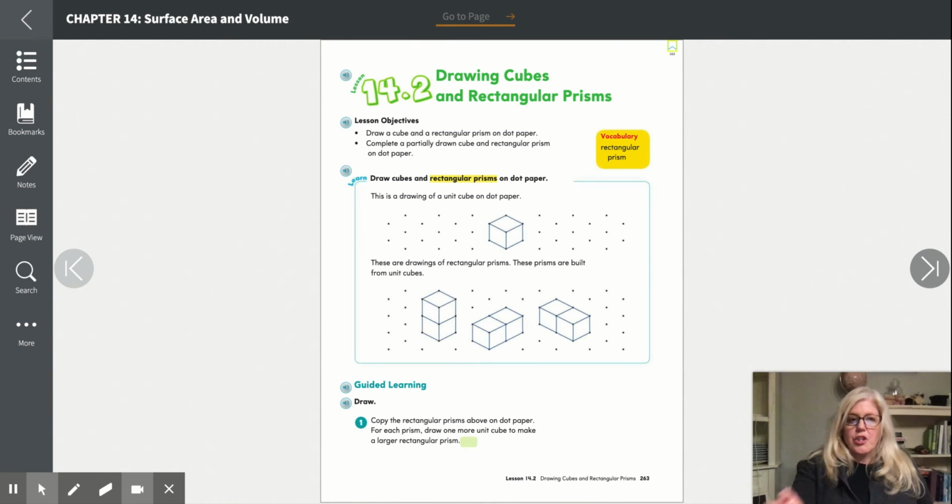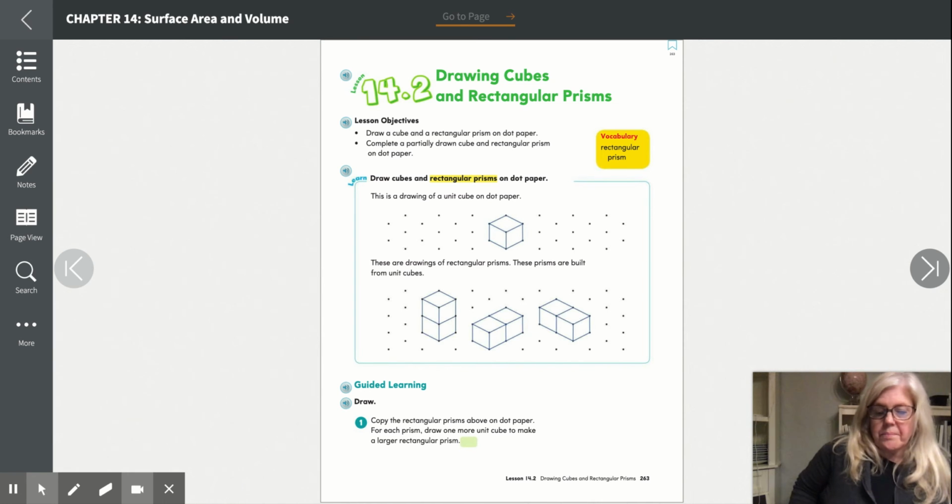Okay, we're going to jump right into lesson 14.2 because this chapter is also pretty straightforward. The one thing that you need to know for vocabulary is rectangular prism. A rectangular prism is similar to a cube, except that it has some sides that are rectangularly shaped. Right here, we're learning how to draw cubes and rectangular prisms on dot paper. This will be much easier to do in your math workbook. You have some dot paper pages on lesson 14.2, and it's really hard to explain exactly how to draw a cube without having it on paper to show you.